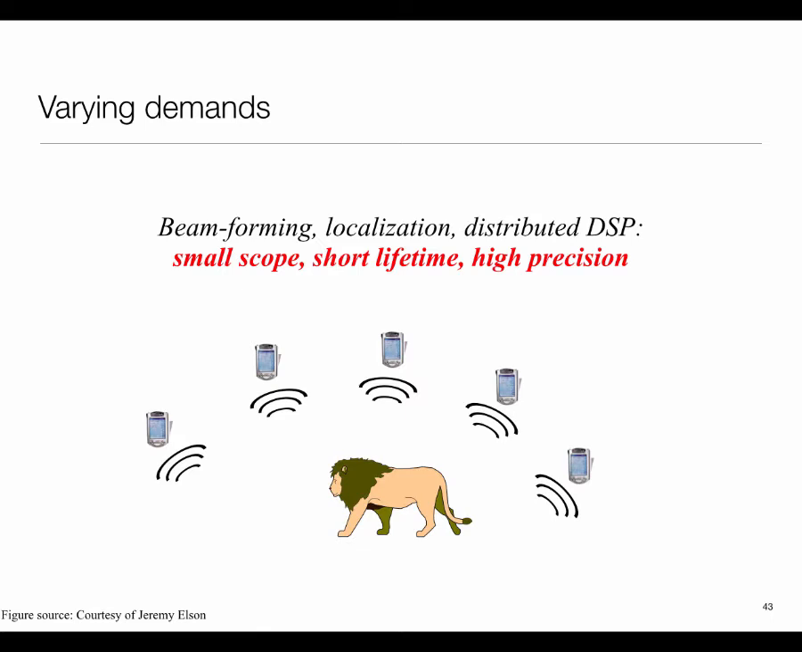The other thing is timing requirements come in varied shapes. For example, in an application where I'm trying to localize a target of some form, a beamforming, signal processing kind of thing, I need small scope. It's not like I'm trying to synchronize everything on the planet or even a big network. It's something local that I'm trying to synchronize, with a short lifetime. For the duration of a target, I need to have things synchronized, but I need very high precision to be able to do this.